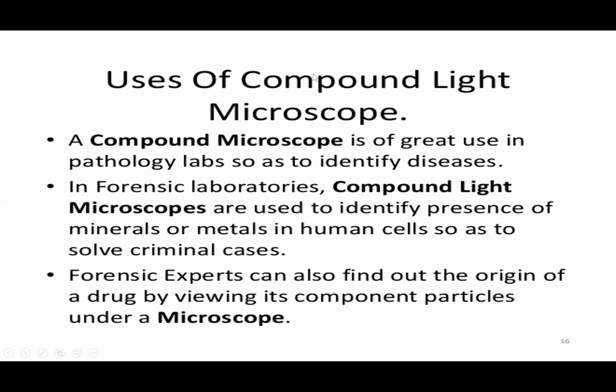Uses of compound light microscope. The compound light microscope is of great use in pathology labs so as to identify diseases. In forensic laboratories, compound light microscopes are used to identify the presence of minerals and metals in human cells so as to solve criminal cases. Forensic experts can also find out the origin of a drug by viewing its components and particles under a microscope. So these are the uses of a microscope. It is also used to view smaller objects.